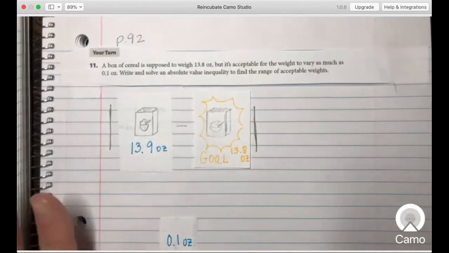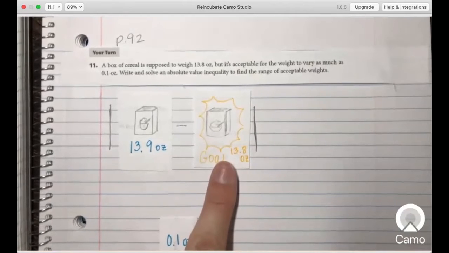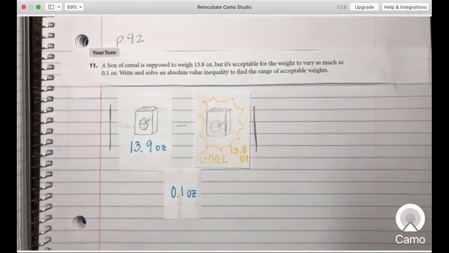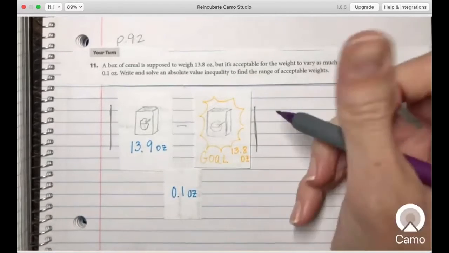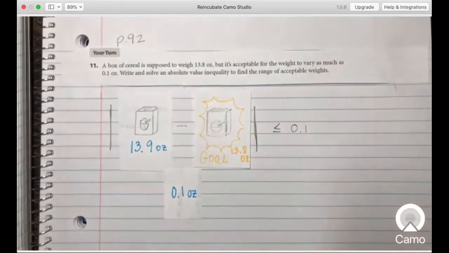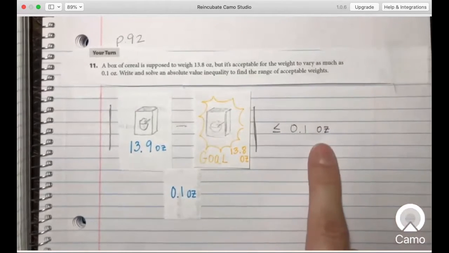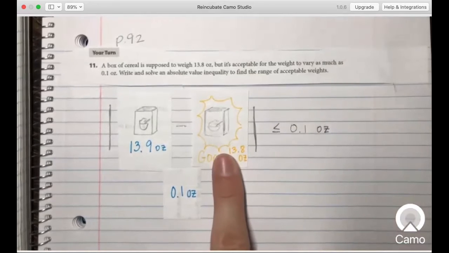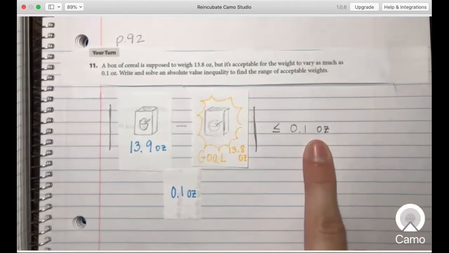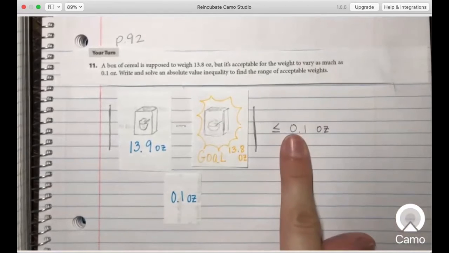Okay, so let's just see if this works. We have 13.9 ounces minus our 13.8. We know that's 0.1 ounces. So that would satisfy our equation. We know we want to be no greater than, so less than or equal to 0.1 ounces. That is our goal, right? This is our ideal box of cereal, but we want our weight variance to be no more than 0.1 ounces. So this works. We take the absolute value of 0.1 and we are satisfying this equation.